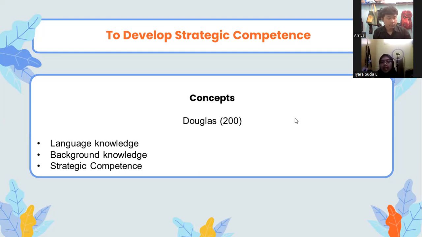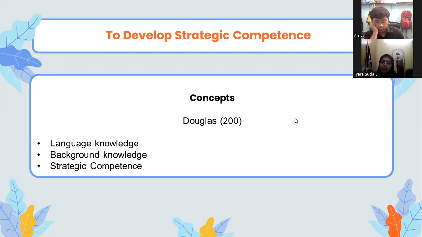In this case, Douglas 2000 proposed a three-part model of specific purpose language ability, including, as you can see, language knowledge, meaning grammatical, textual, functional, or sociolinguistic knowledge. The second one is background knowledge. And the last one is strategic competence, which means assessment of the external context and engaging a discourse domain.